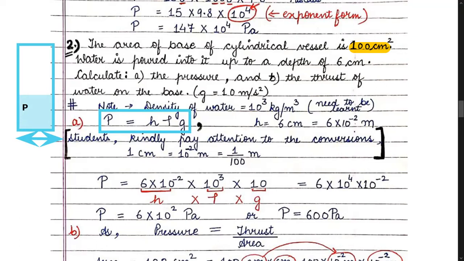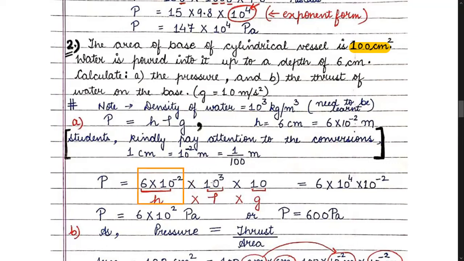Centimeter, children, now centimeter needs to be converted into meter because the SI unit of height or distance is not centimeter, it is rather meter. So 6 centimeter can be written as 6 upon 100 meter, or you can say 6 multiplied by 10 raised to power minus 2 meter. So when you have written this value, your answer will come as 6 into 10 raised to power minus 2 multiplied by density of water multiplied by acceleration due to gravity, which is given to be 10 in the question.